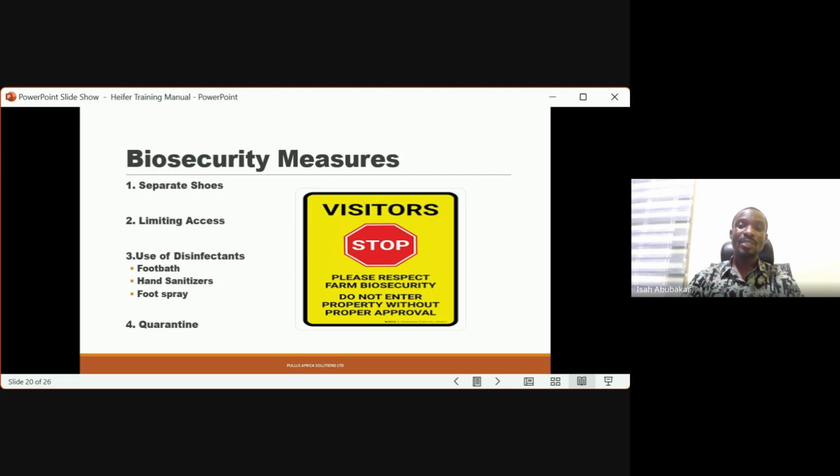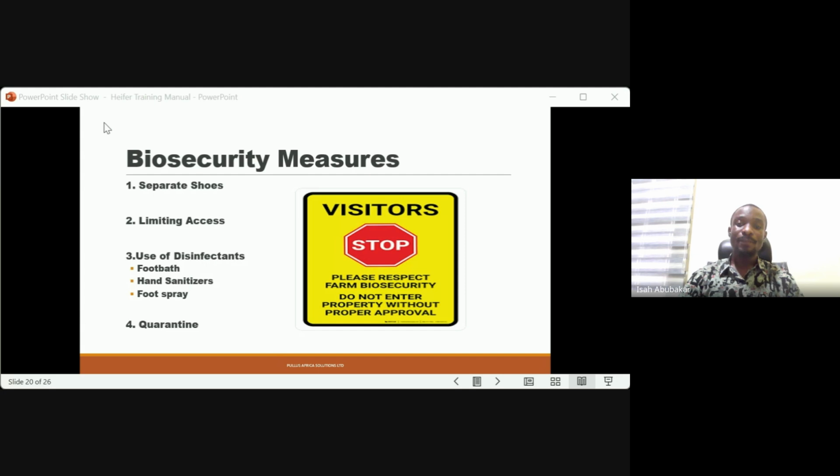You also try to limit access. You control traffic. You don't allow people go to your farm all the time. You also use disinfectant appropriately in your foot bath, also in disinfecting your surroundings as well. Also, you inculcate the habit of quarantine and isolation. This is the second aspect when I was describing biosecurity, when I told you that it helps you stop the introduction of diseases. Also, it helps you to limit the spread of diseases.